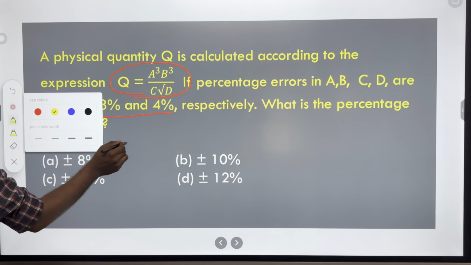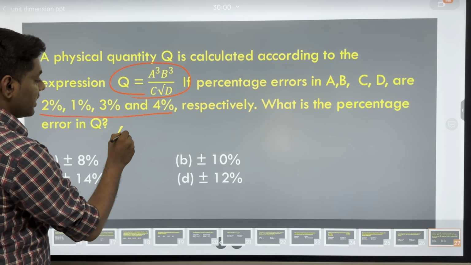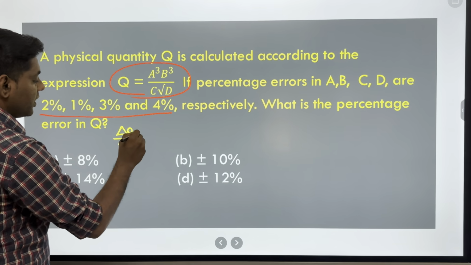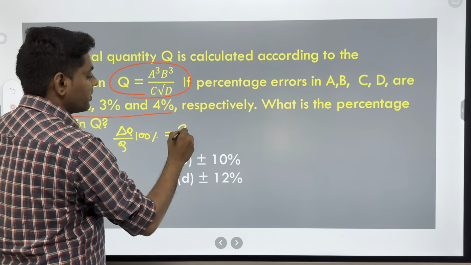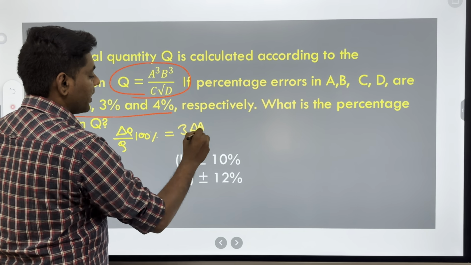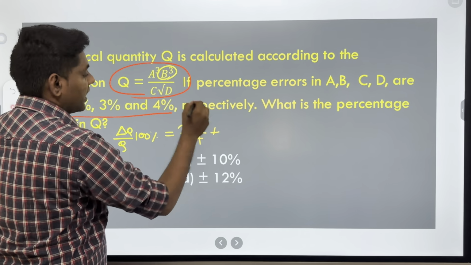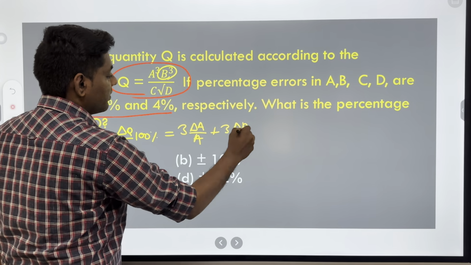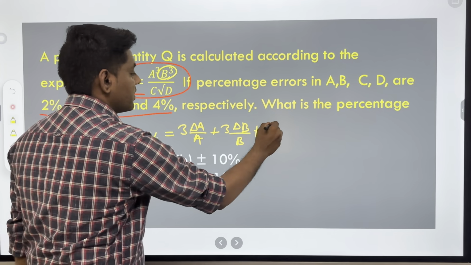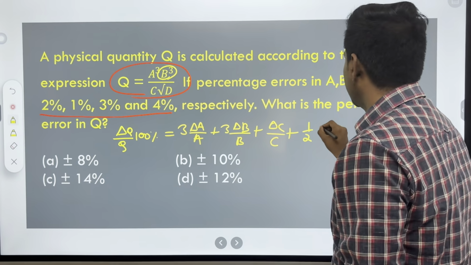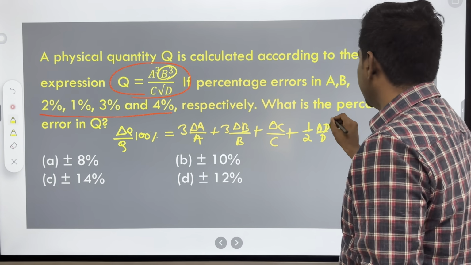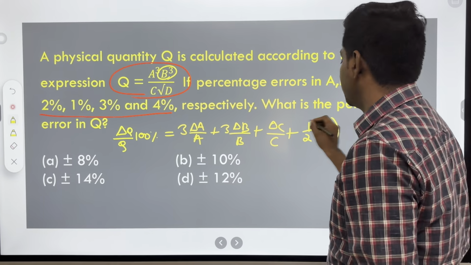That is very easy. So delta Q divided by Q into 100% is equal to, for A cube, 3 into delta A divided by A. Second, B cube, that is 3 into delta B divided by B. For C, that is delta C divided by C. For D, that is half delta D divided by D, bracket complete, into 100%.